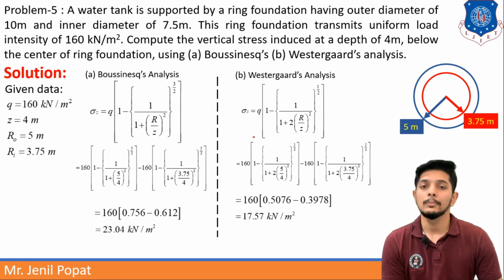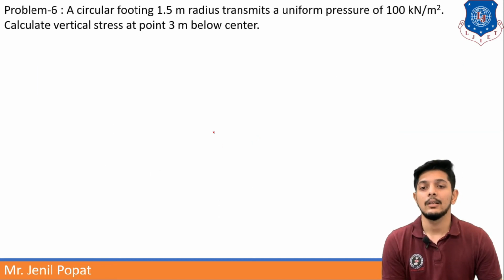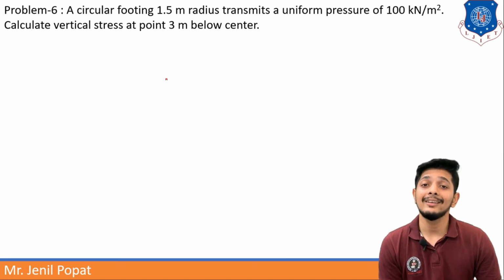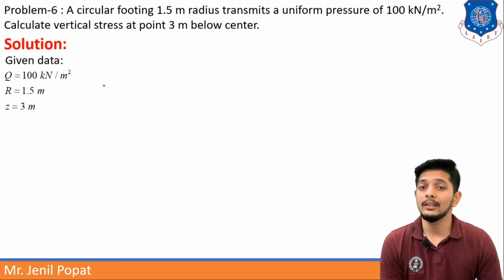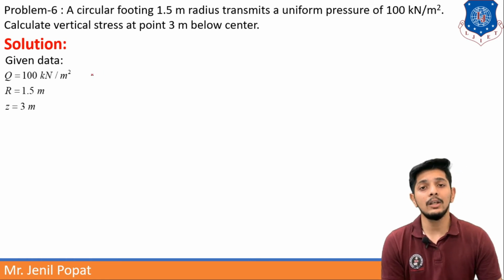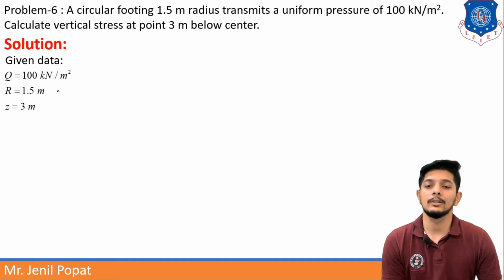Let us move to problem number 6. A circular footing 1.5 meter radius transmits a uniform pressure of 100 kilonewton per meter square. Calculate vertical stress at point 3 meter below center. So we have to calculate the stress at 3 meter below. Let us write given data first. So I am given Q is equal to 100 kilonewton per meter square, R is equal to 1.5 meter, that is radius, and Z is equal to given as 3 meter.